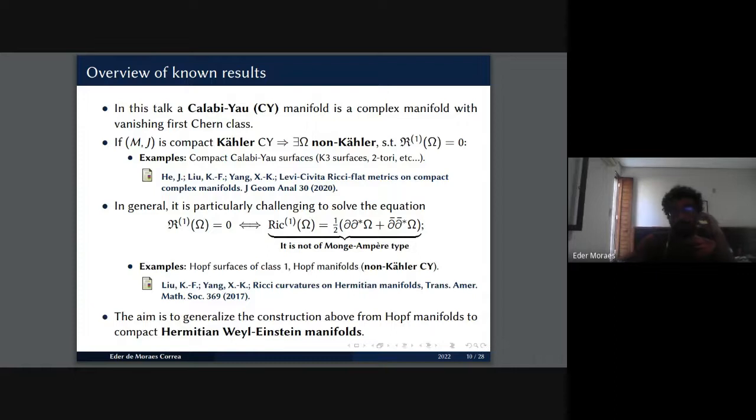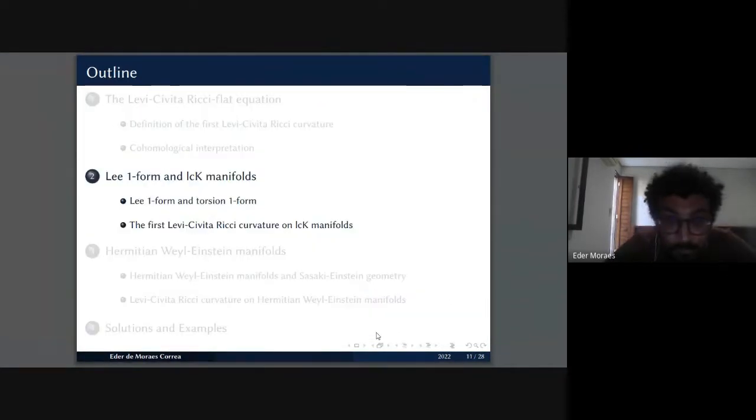And so the aim is to generalize the construction which we have for Hopf manifolds to compact Hermitian Weyl-Einstein manifolds. The idea is to generalize the construction which is known for Hopf manifolds to this class of manifolds. So every Hopf manifold is a particular example of a compact Hermitian Weyl-Einstein manifold.